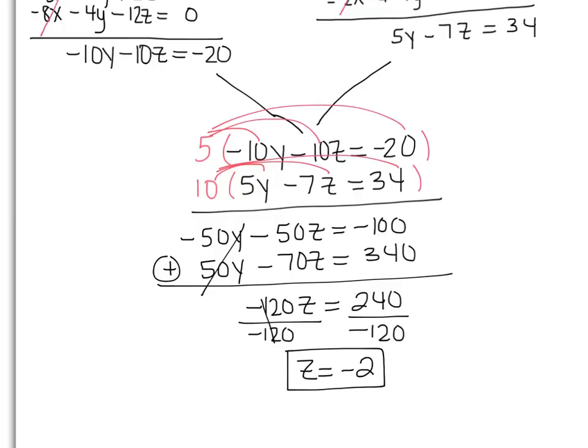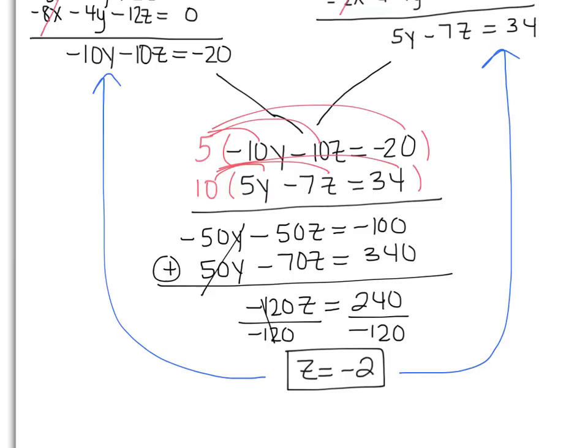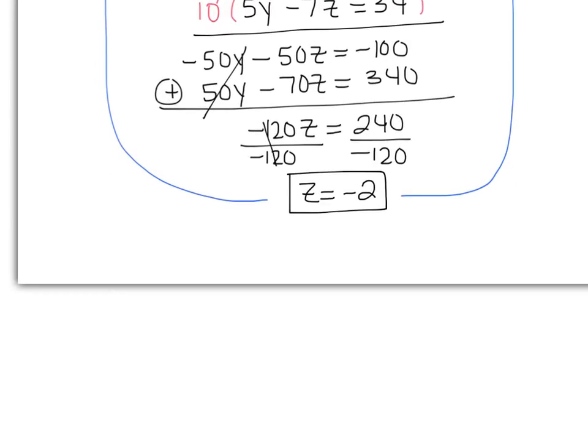We found one of the variables. Now we need to find the other two. So here's the fun part. You may choose to plug in this z into either this equation or this equation. I don't care which one you choose. I'm going to choose the negative 10y equation. So let's rewrite it down here. So you have negative 10y minus 10z equals negative 20. And now I'm going to substitute z equaling negative 2 everywhere I see a z, and bring down everything else.